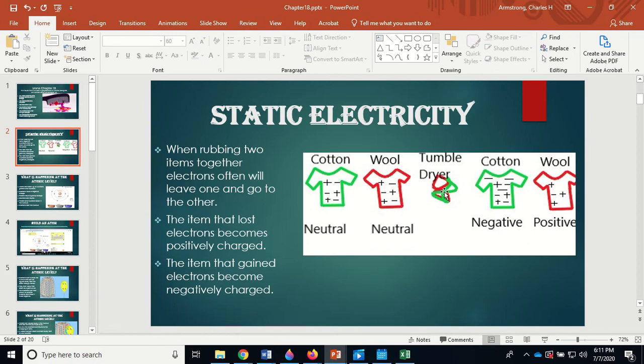Cotton and wool tumble together in the dryer, and they come out where the cotton has gained electrons. It's now negatively charged. They were neutral. And the wool has lost electrons. It is now positively charged. And then you're going to get static cling. They're going to try to stick together.